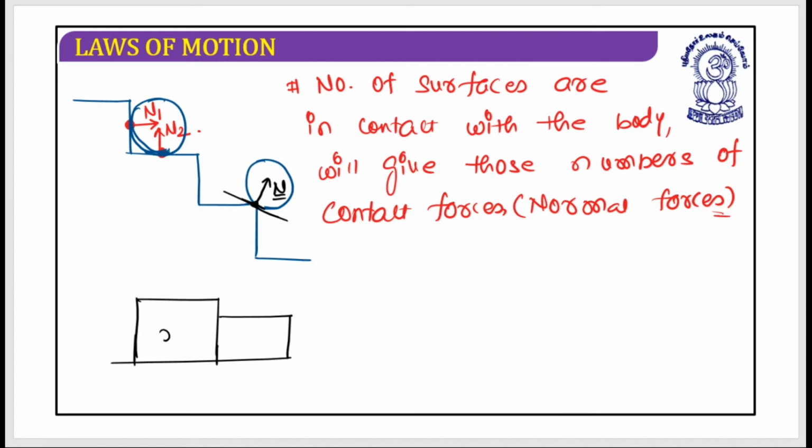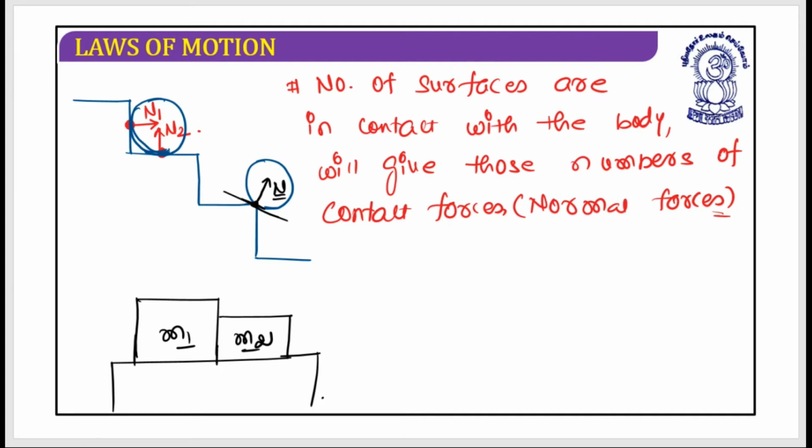Yes, these two blocks are there. This is M1, this is M2. At this point of time, I understand that even the ground, even this table will apply a force of normal reaction with each other. But here I am interested in M1 and M2, or the normal reaction between M1 and M2 only. So what forces are being acted between M1 and M2?